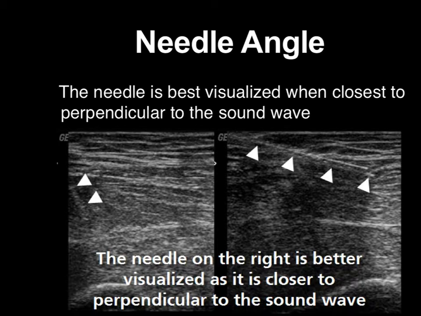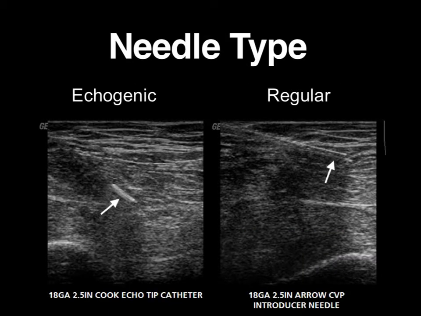So just keep in mind that if you're at an angle that's far away from perpendicular, needle visualization may be suboptimal. If you have access to them, there are needles that are echogenic and will have enhanced visualization due to either Teflon coating or roughing of the edge or the tip of the needle causing scattering. Here you can see an echogenic Cook echo tip catheter, and here you've got a regular needle. So if you've got access to these types of echogenic needles, they are nice.